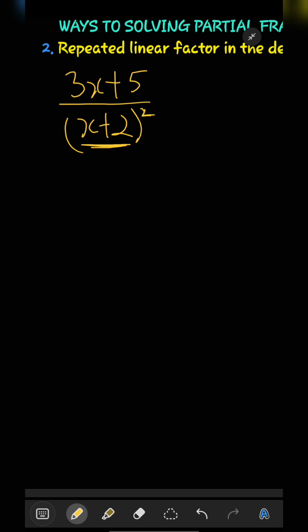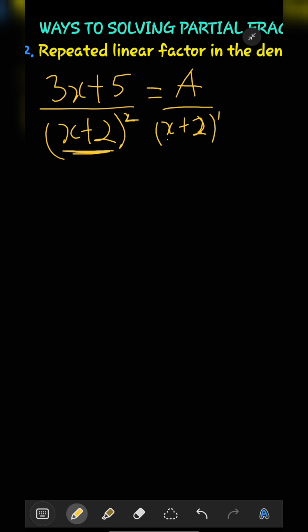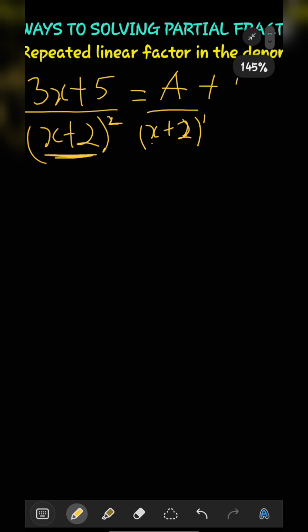So now for solving repeated linear factors, we are going to have the first partial fraction, which is a, the denominator is going to be x plus 2. So we are going to take the linear factor, for the first partial fraction, to be just to the power 1, while for the second one, that is plus b all over x plus 2, take the linear factor to be raised to power 2.